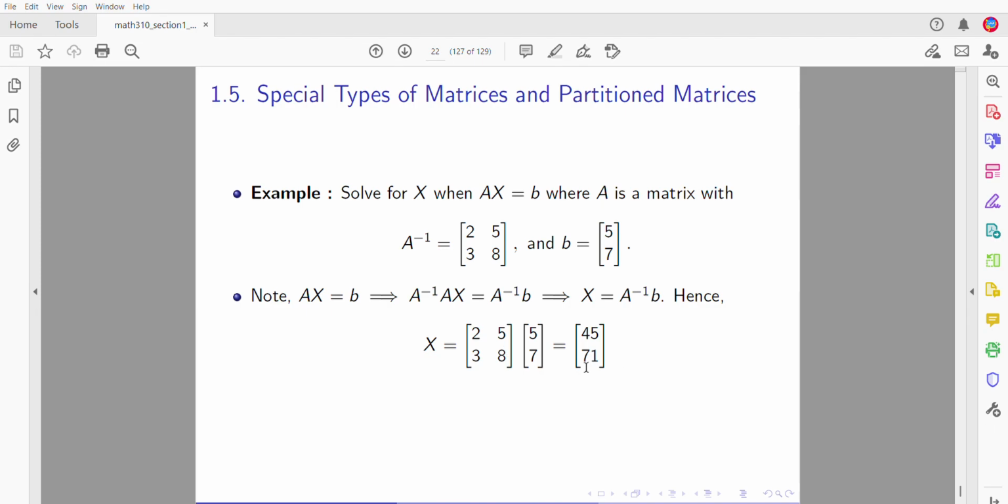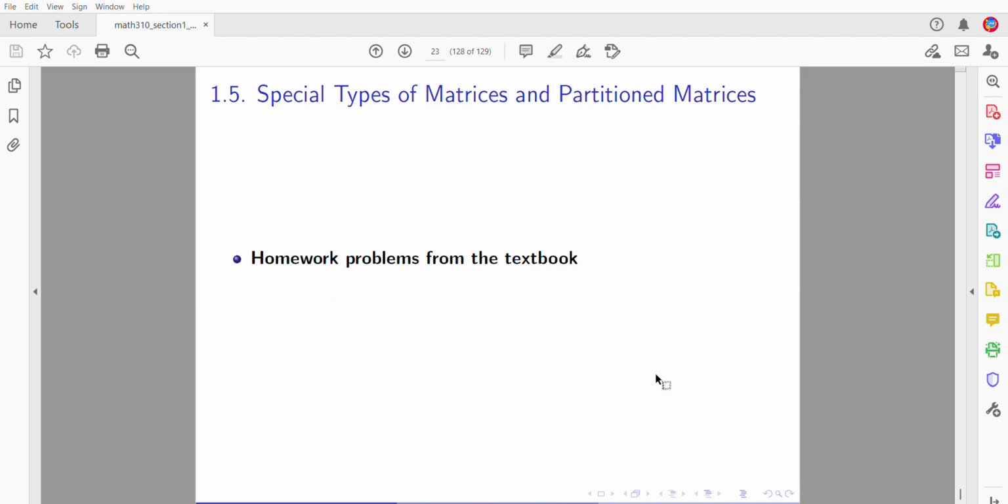Alright. Here are homework problems from the textbook for this section. Make sure you go over all these questions before class to ask me questions. Feel free to ask me questions from any page on this particular slide as well in class.